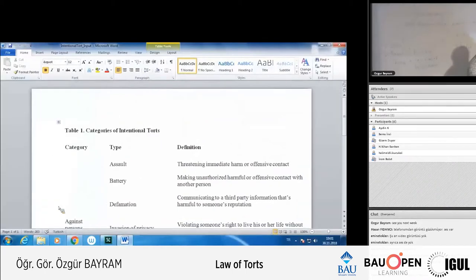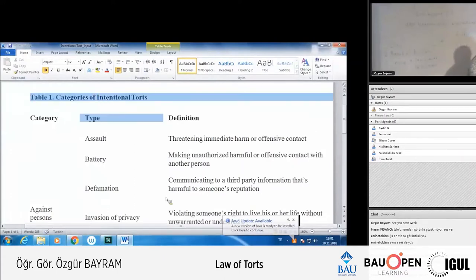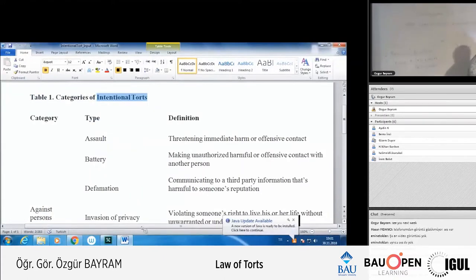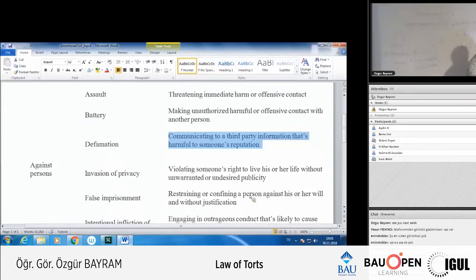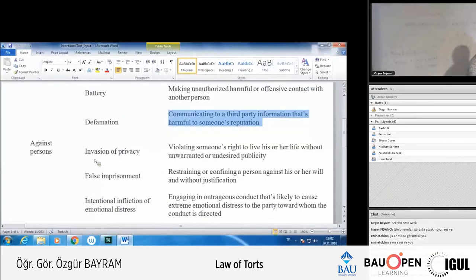Let's look at this now. So the category is now just intentional torts, more specifically. Assault: threaten immediate harm or offensive contact, but you threaten, you don't touch. Battery is touching. Okay, we talked about defamation. These are against a person. Invasion of privacy.